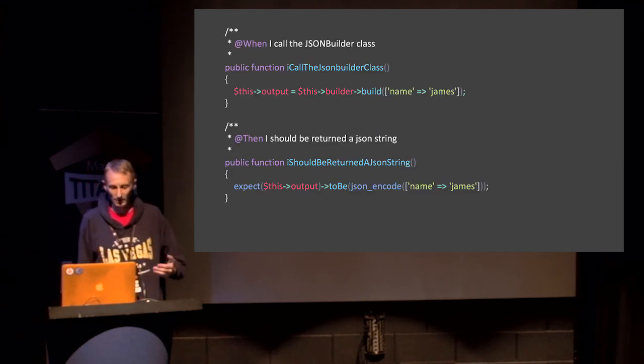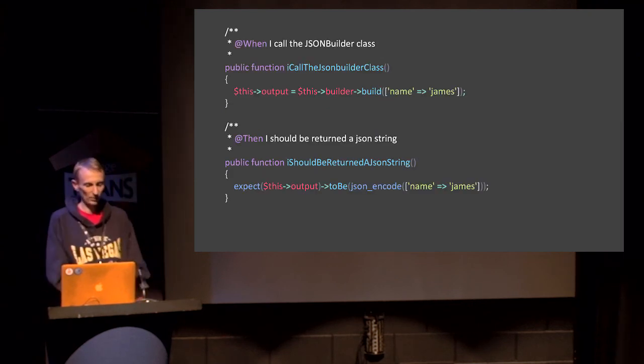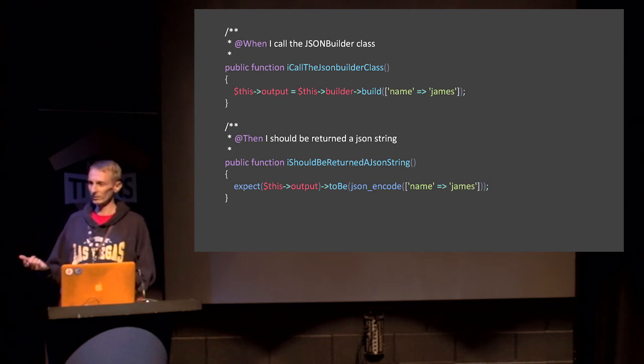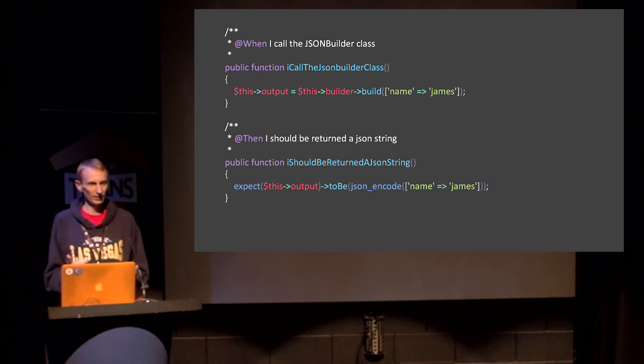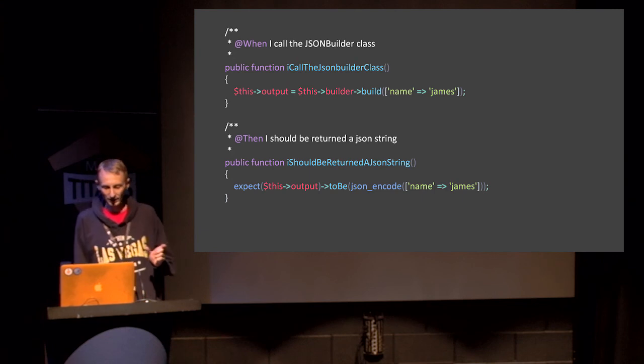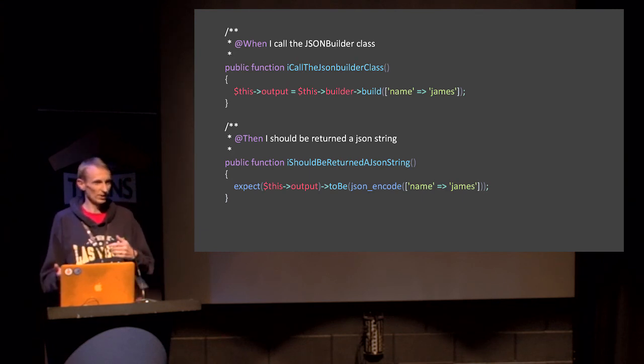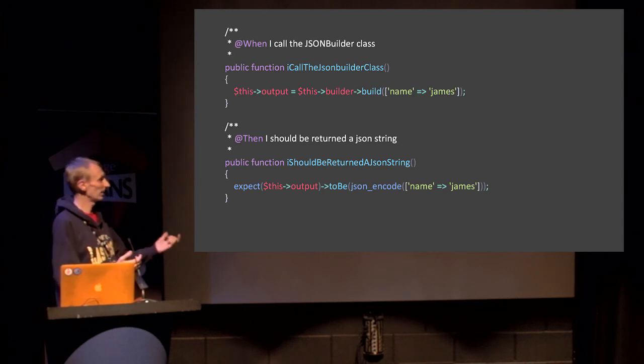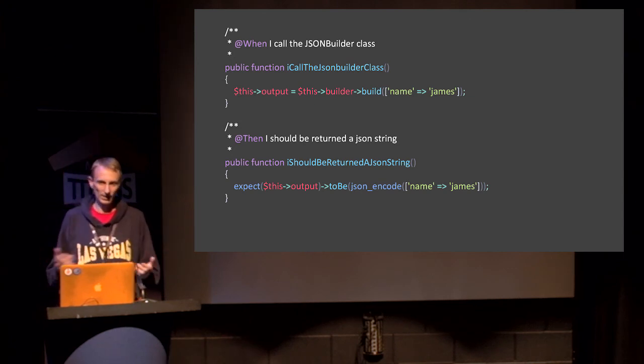Again, the annotations get mapped to each of the methods. So this time, what we want to do is call the build method. If you remember, inside of the JSON builder we had the build method. This time we say that it should return the JSON correctly. And in the assertion step, we just expect that it should be the same as a JSON encoded PHP array.